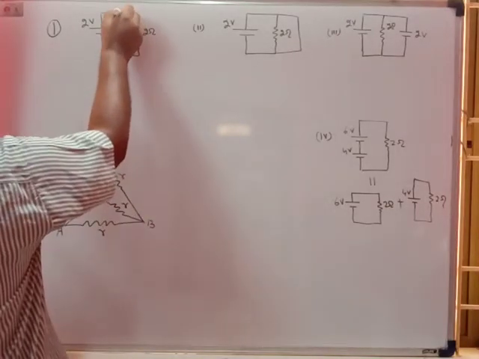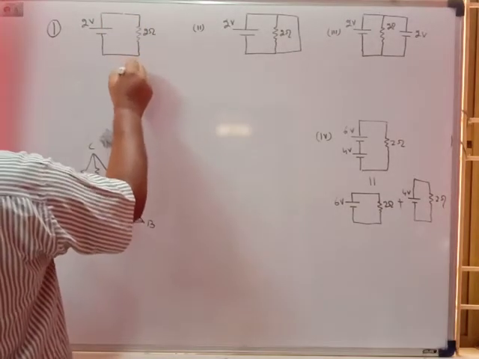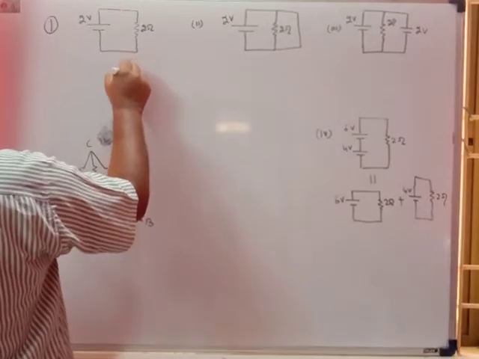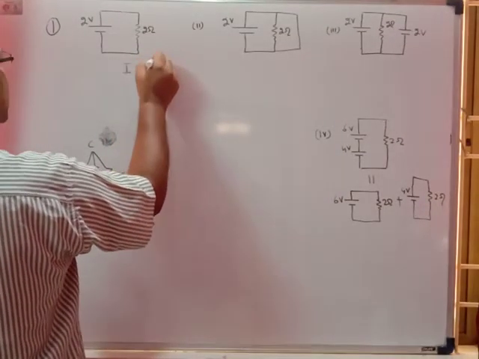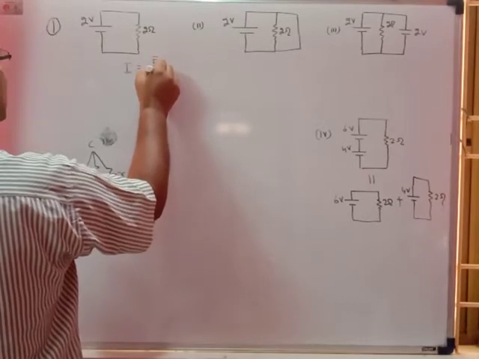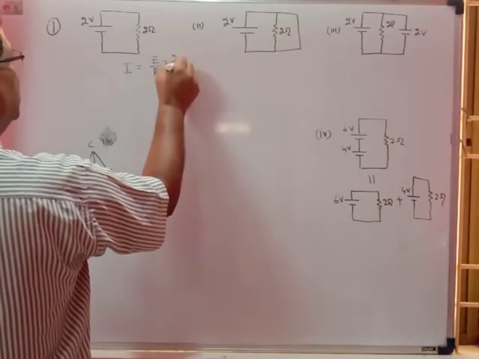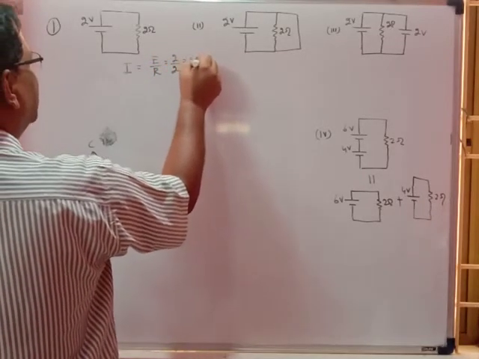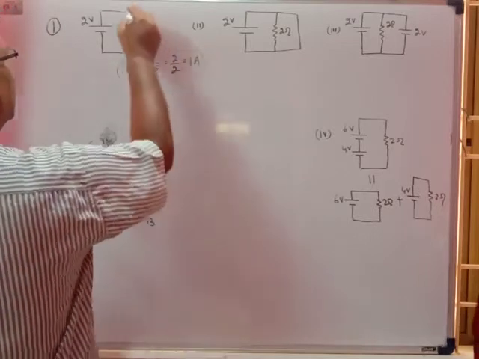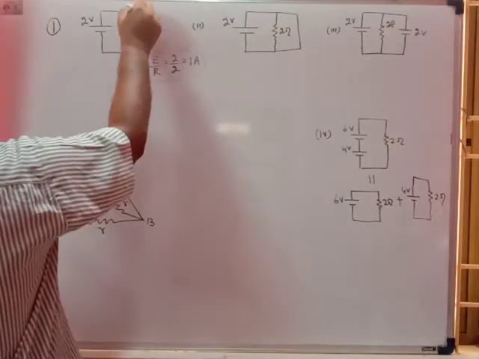The current flowing through the circuit, simply you know, is I equal to E upon capital R. So this must be equal to 2 by 2, that is equal to 1 ampere. It's very simple, and 1 ampere current flows through it.